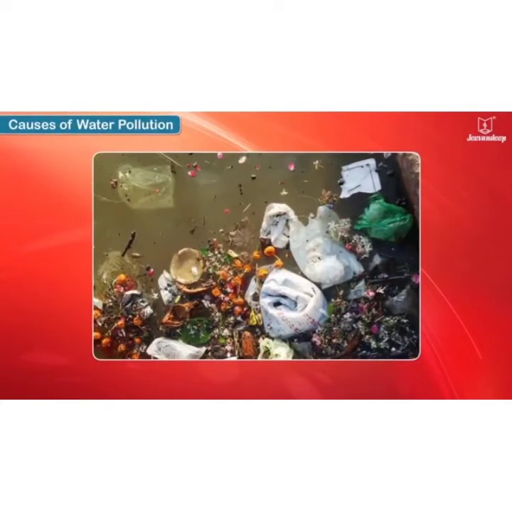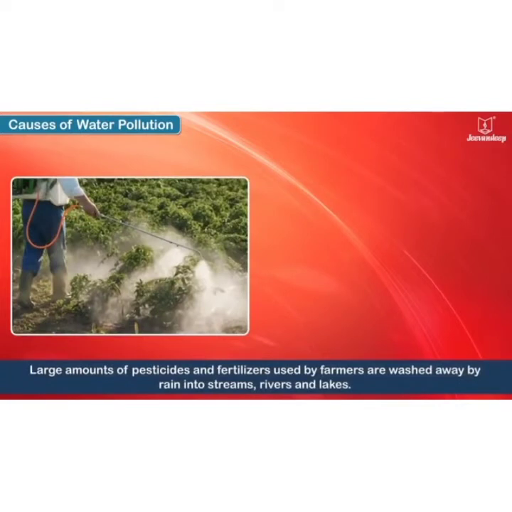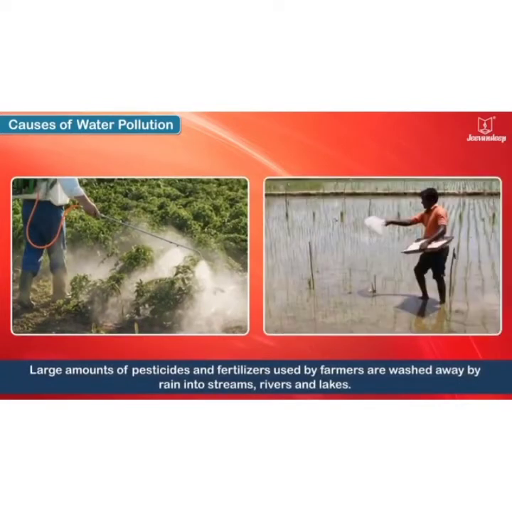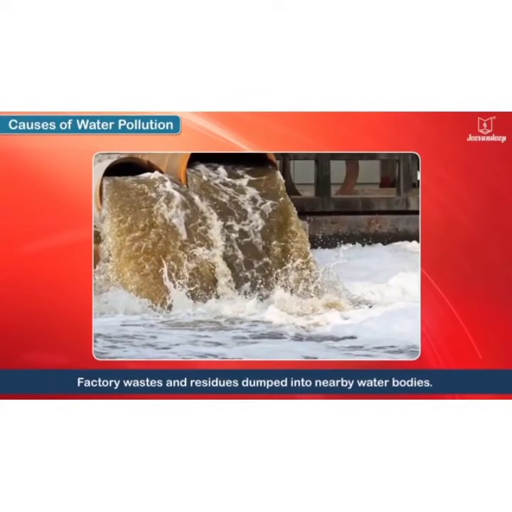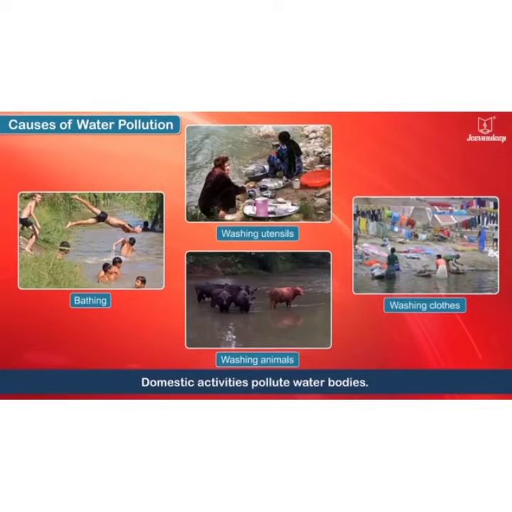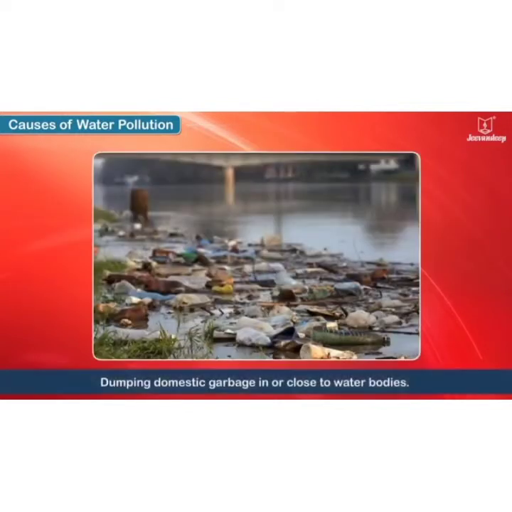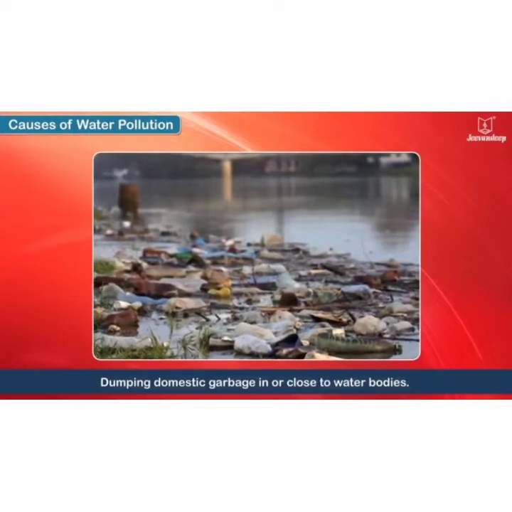Causes of water pollution. Large amounts of pesticides and fertilizers used by farmers are washed away by rain into streams, rivers and lakes. Factory wastes and residues dumped into nearby water bodies. Domestic activities like bathing, washing utensils, clothes and animals pollute water bodies. Dumping domestic garbage in or close to water bodies.